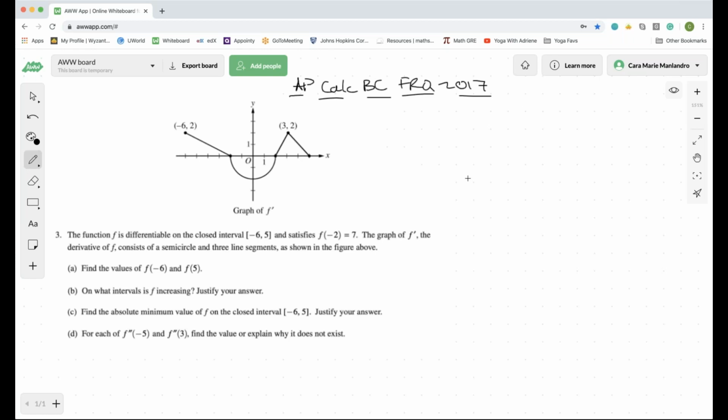I'm going to focus on the non-calculator stuff, and then if we have time at the end, we can go back and set up some of the calculator ones and then just not solve them. Okay, so let's go ahead and take a look at the first question.